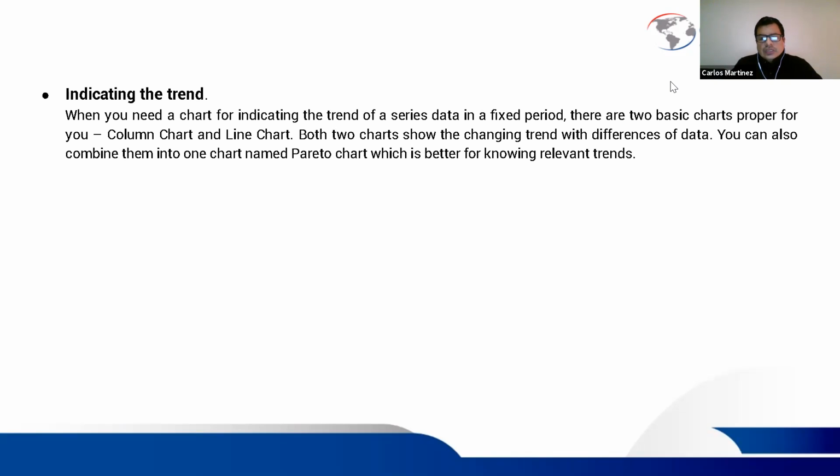Both charts show the changing trend with differences of data. You can also combine them into one chart called the Pareto chart, which is better for knowing relevant trends. So you can combine a line chart with a column chart, and you get the Pareto chart. Like I said, it shows the movement of information in a period of time. So to indicate trends, the best ones to use are the column charts and the line charts.